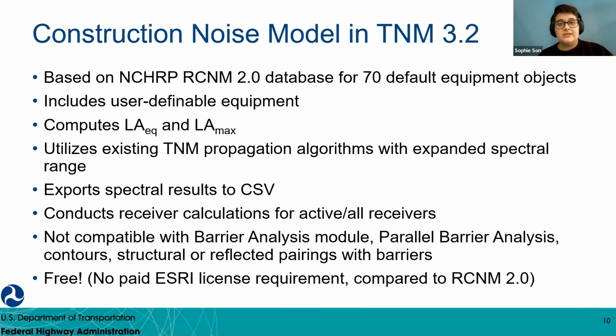And you can calculate for all or active receivers just as you can for roadway noise as well. The difference being you cannot analyze construction noise in the barrier analysis module, and you cannot use the parallel barrier analysis module. You cannot conduct contour calculations for construction noise, and you cannot include any structural pairings or reflected pairings for construction noise. A big benefit of TNM 3.2 is that it is free.